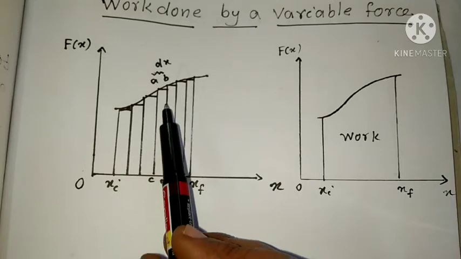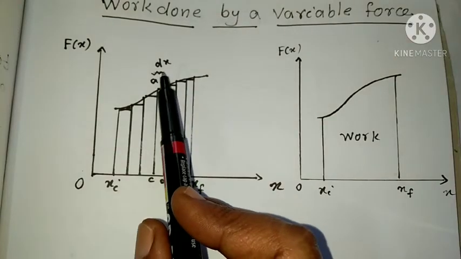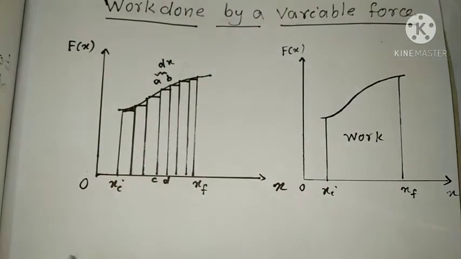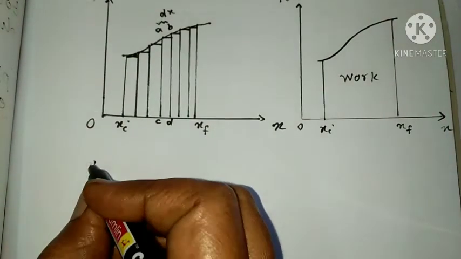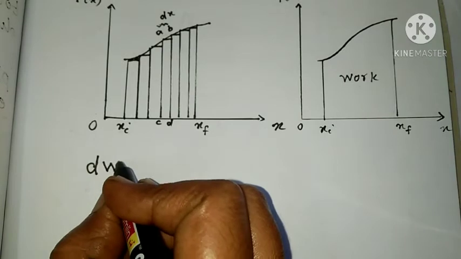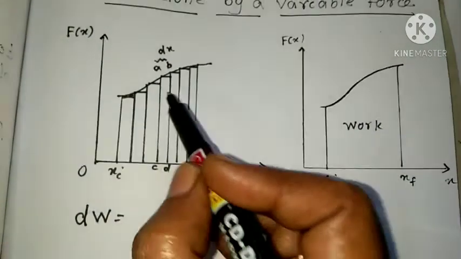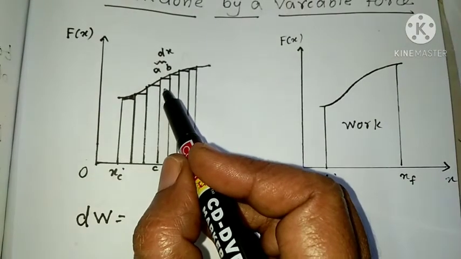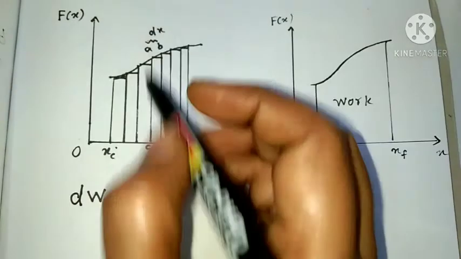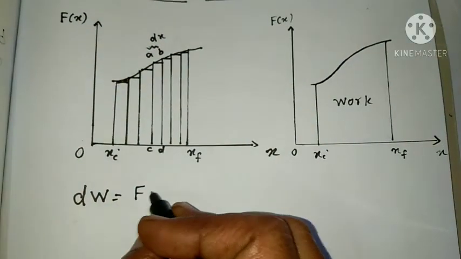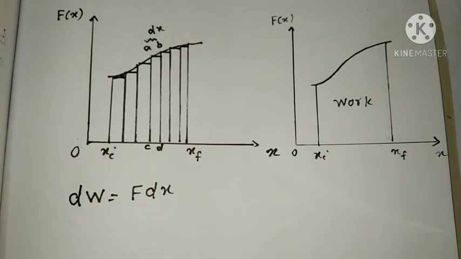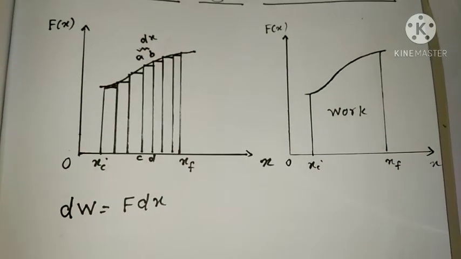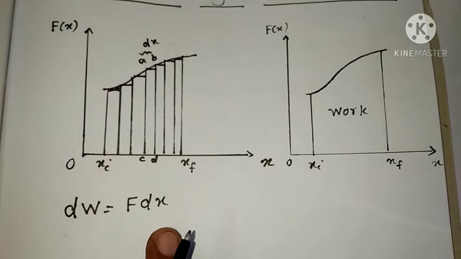So what is the work done for this small displacement dx? We note the small work done as dw. Small work done dw equals force, which is assumed to be constant, into this distance: F into dx. The small work done for the displacement dx is F into dx.